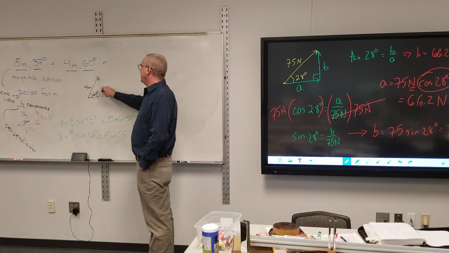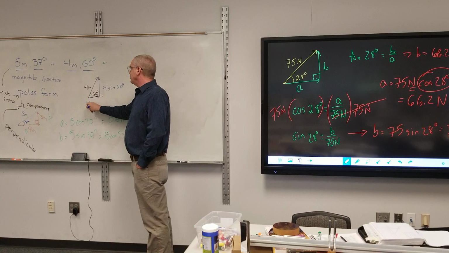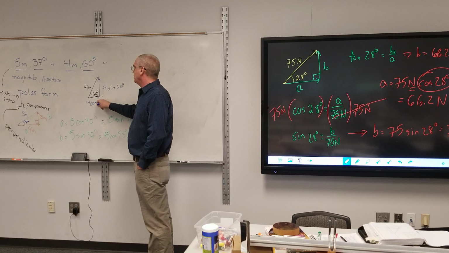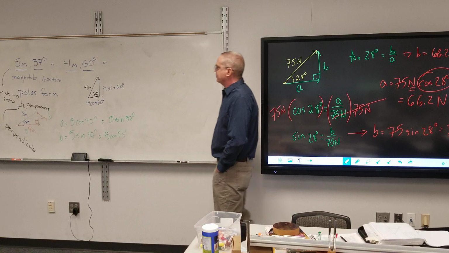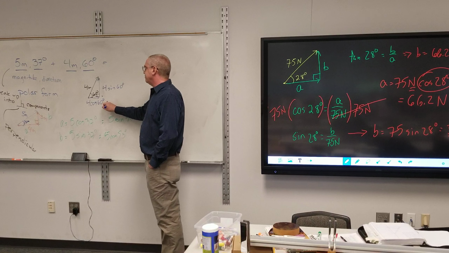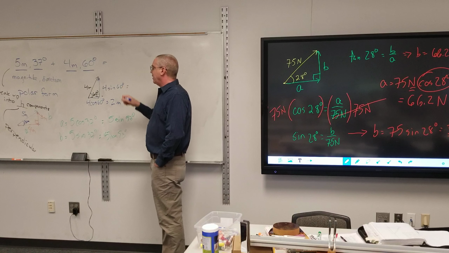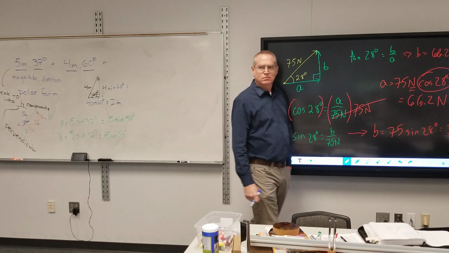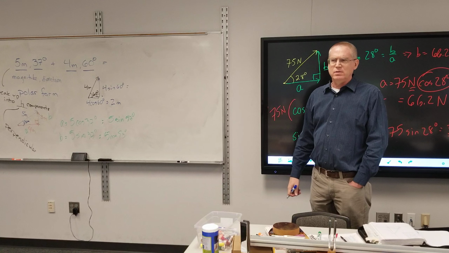This is going to be the hypotenuse times the sine of 60 degrees. This is the hypotenuse times the cosine of 60 degrees. Now, 4 times the cosine of 60 degrees, I got you there. That one, 3.4 something.